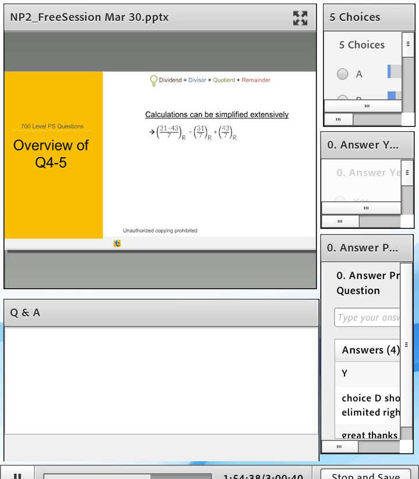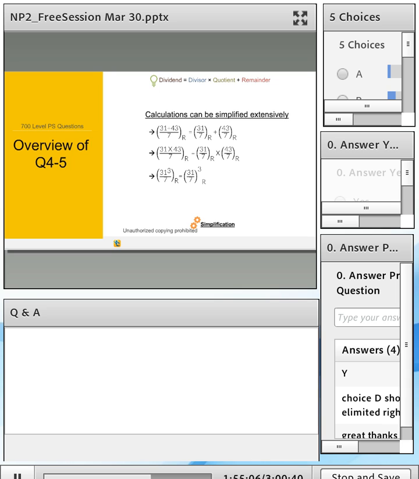Calculations can be simplified extensively. Okay, and this is again the application of this concept. So again, keep that in mind. Now, this is where you have the process skill of simplification. Okay, and as you'll notice, we've talked about the process skill of visualization, the process skill of constraints. In the way we solve these two questions, questions 4 and 5, you saw the process skill of simplification.